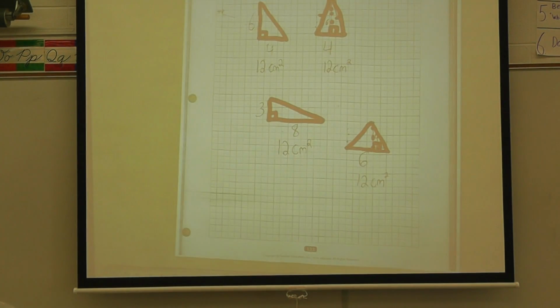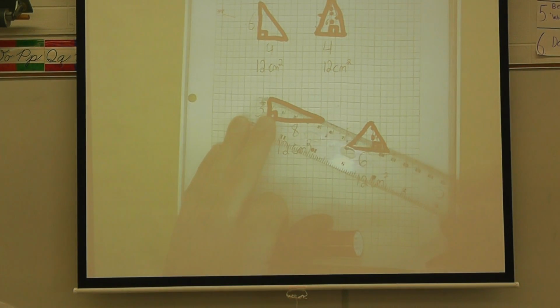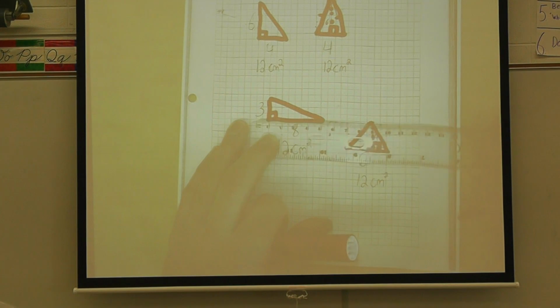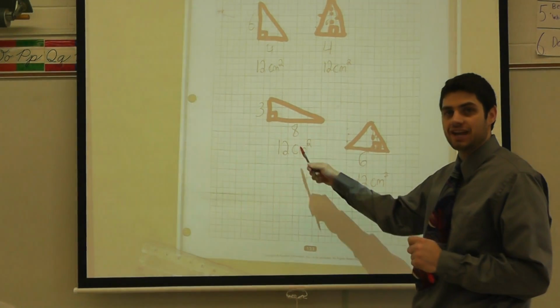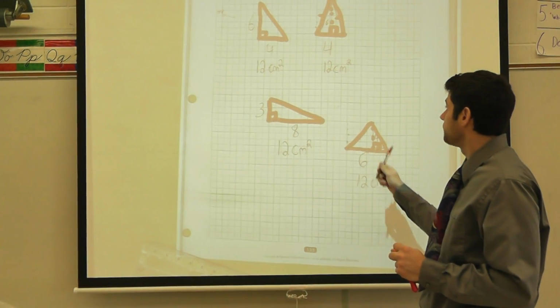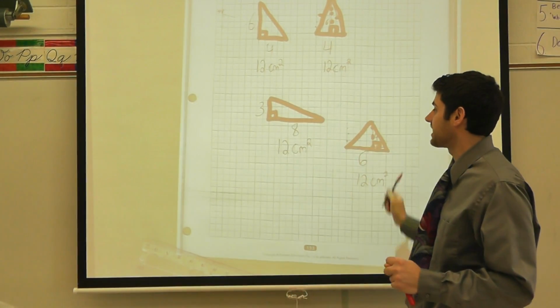Now we were looking at perimeter. If I were to take out my ruler and I were to measure each one of these sides in centimeters, I am going to get a different perimeter for each triangle. So when looking at these types of problems, yes, they had the same area because they had, in this top one, the same base and the same height.